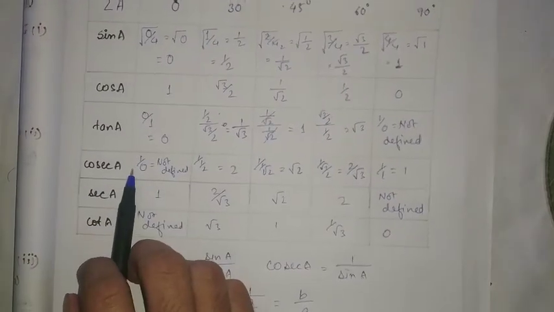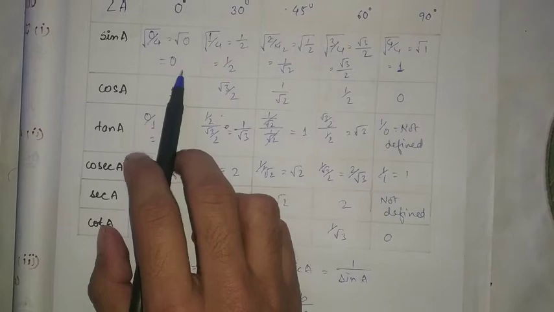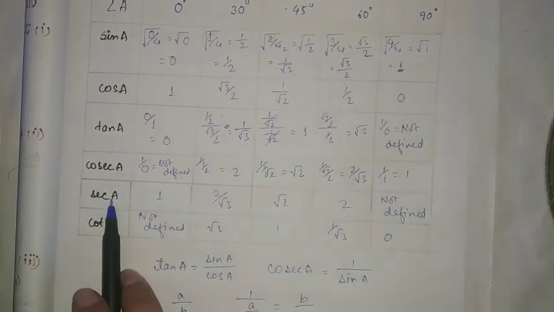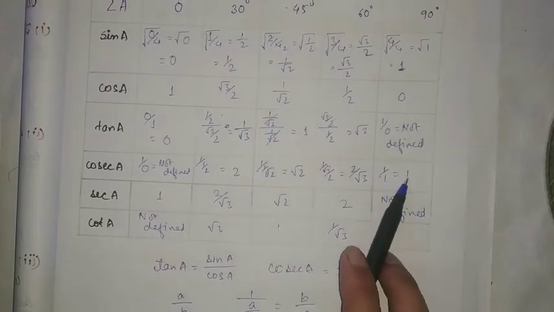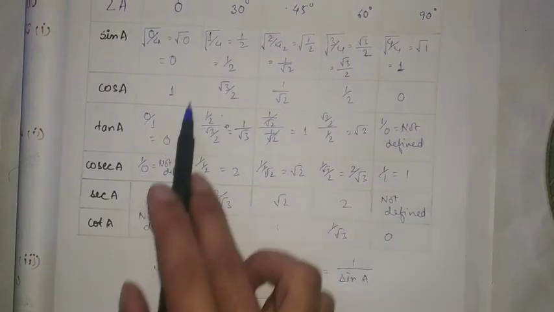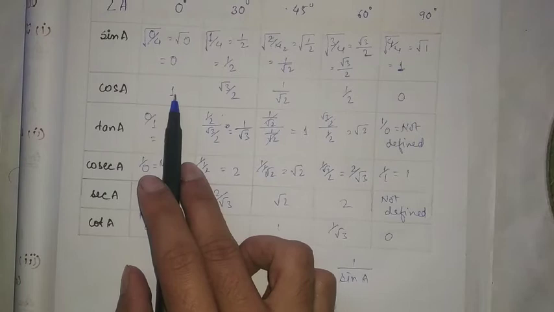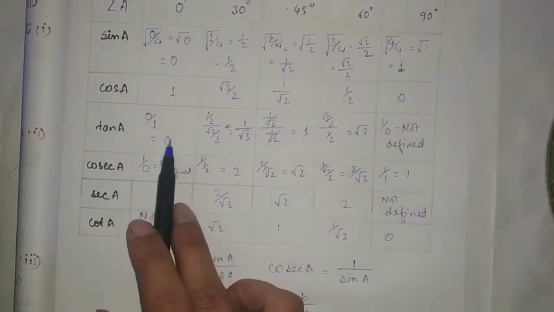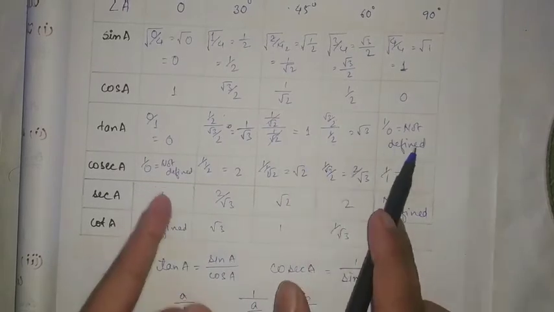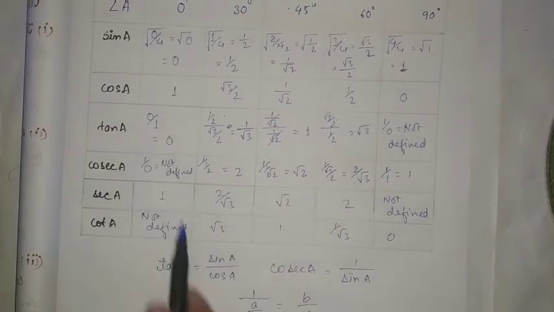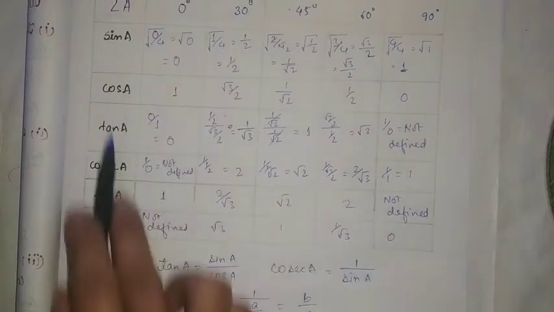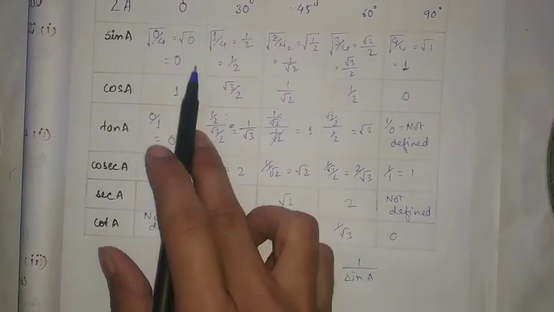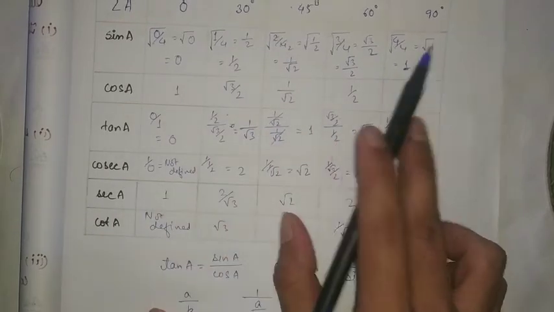For cosec of A, we take the reciprocal of the values of sine of A. For sec of A, either we reverse the values of cosec of A, or we take the reciprocal of the values of cos A. And for cot A, either we take the reciprocal of tan of A, or simply reverse the values of tan of A. In this way we can complete this whole table just by knowing these 5 values.